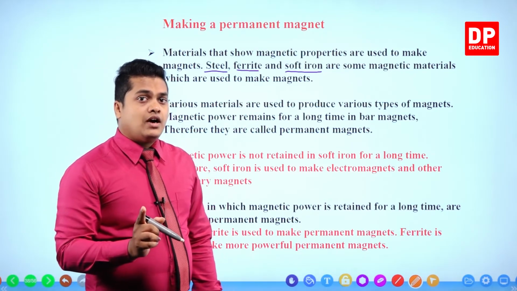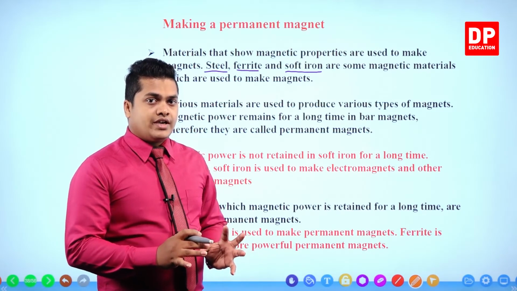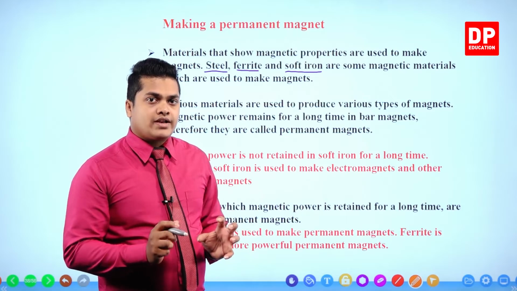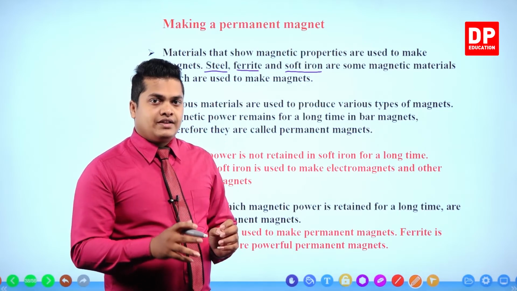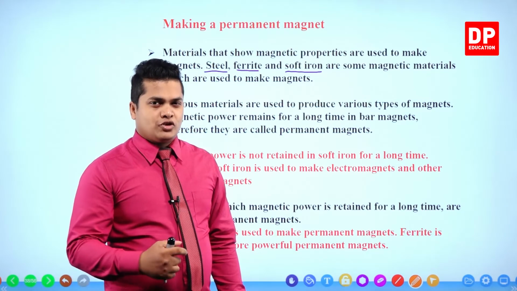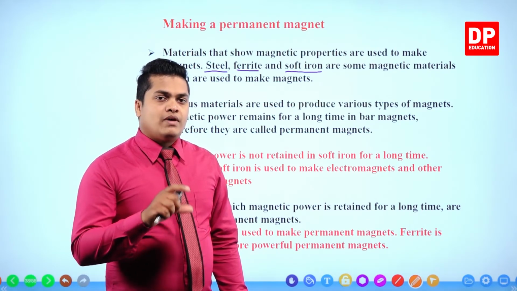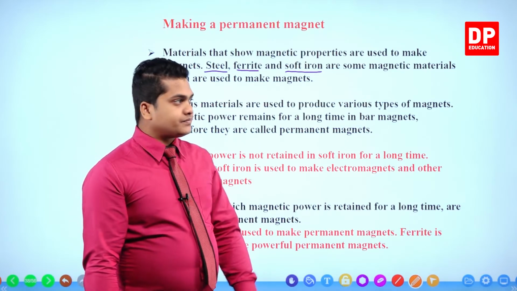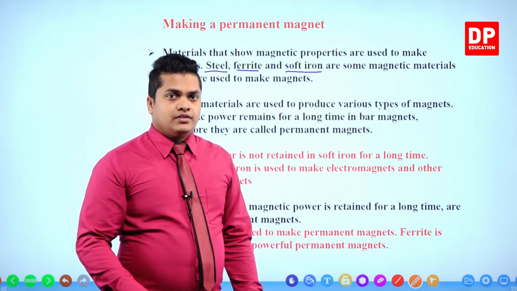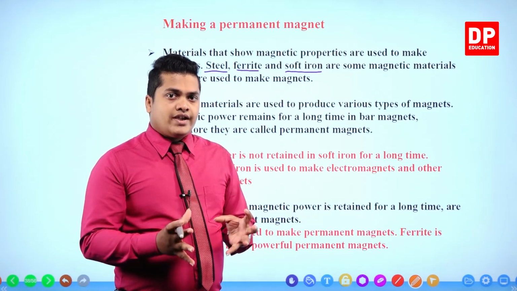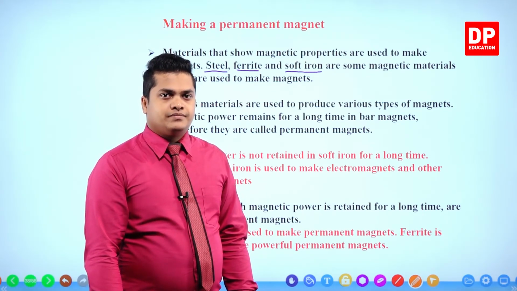Steel, you know that, when starting the lesson, I told you that steel is a special type of alloy which is used to make a magnet. Alloy means it has been created by mixing different materials with a metal. Steel is created by mixing carbon with iron. Then ferrite. Ferrite is also a type of alloy. Here oxygen is mixed with iron to make ferrite, oxides of iron.